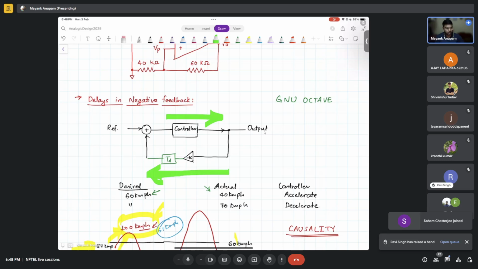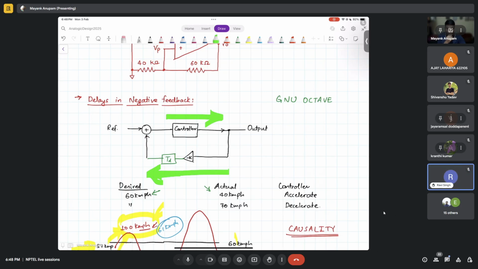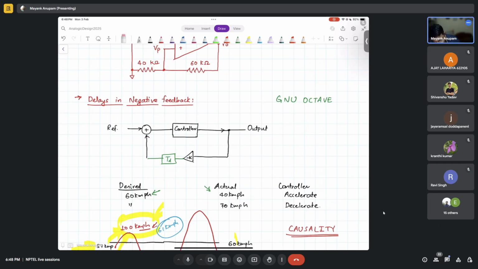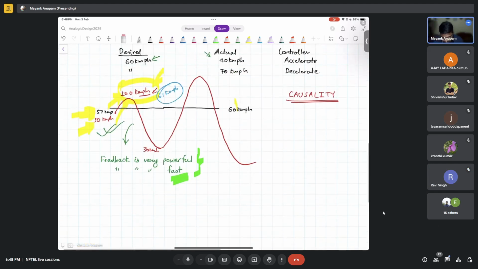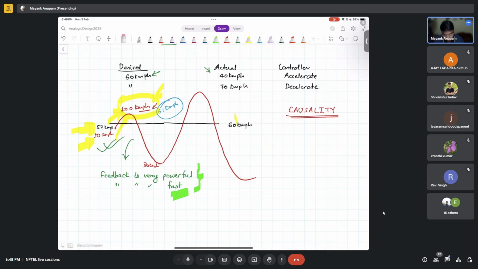So you again have a doubt, Ravi? You have again raised your hand. No, sorry, that was the previous answer. Okay, fine. So I hope this is clear. This is clear, right? I hope this is clear.